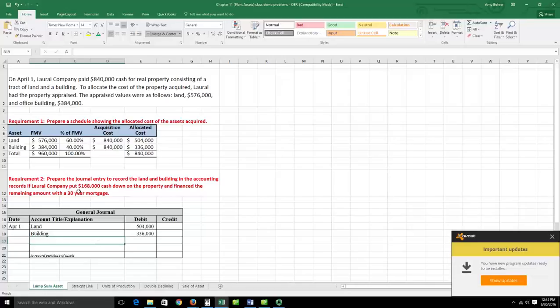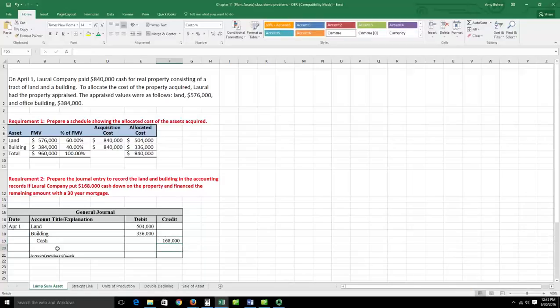And then it says we paid $168,000 cash down for this property. So cash is an asset and it's decreasing, so it gets decreased with the credit. And the rest was on a mortgage. So we can do mortgage payable or notes payable, and that is a liability, so it gets increased with a credit. So the difference between $840,000, what we paid for it, and $168,000 cash is going to be $672,000. That's what we borrowed on the note.